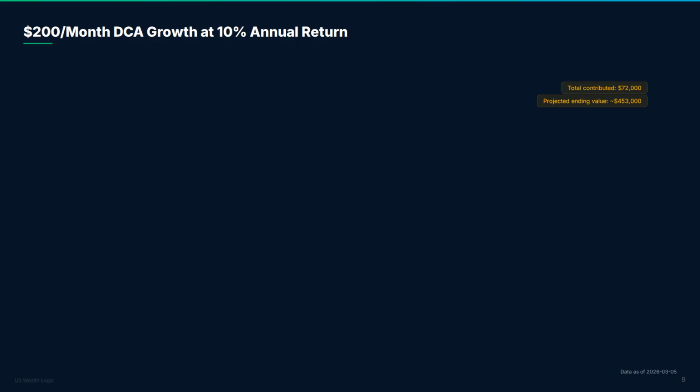The longer you stay invested, the more dramatic the curve becomes. This is why starting early matters enormously. Every year you wait is a year of compounding you can never get back.